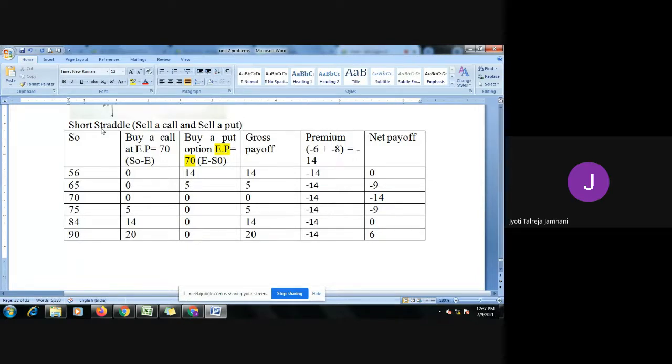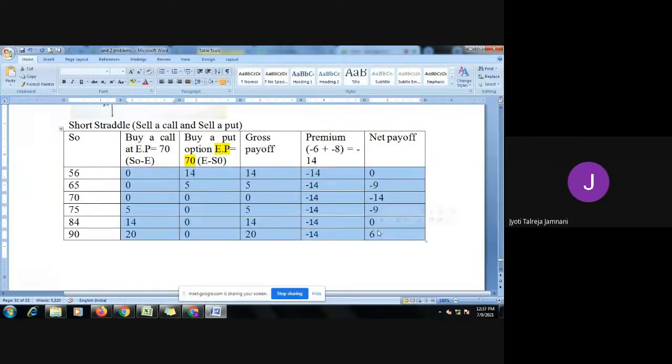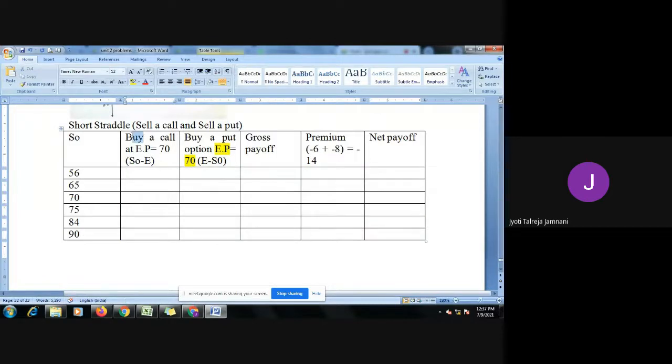So we are going to sell a call and sell a put. Prices remain the same. Other things we will do: instead of buy, we are writing, selling a call at 70 and selling a put at exercise price of 70.